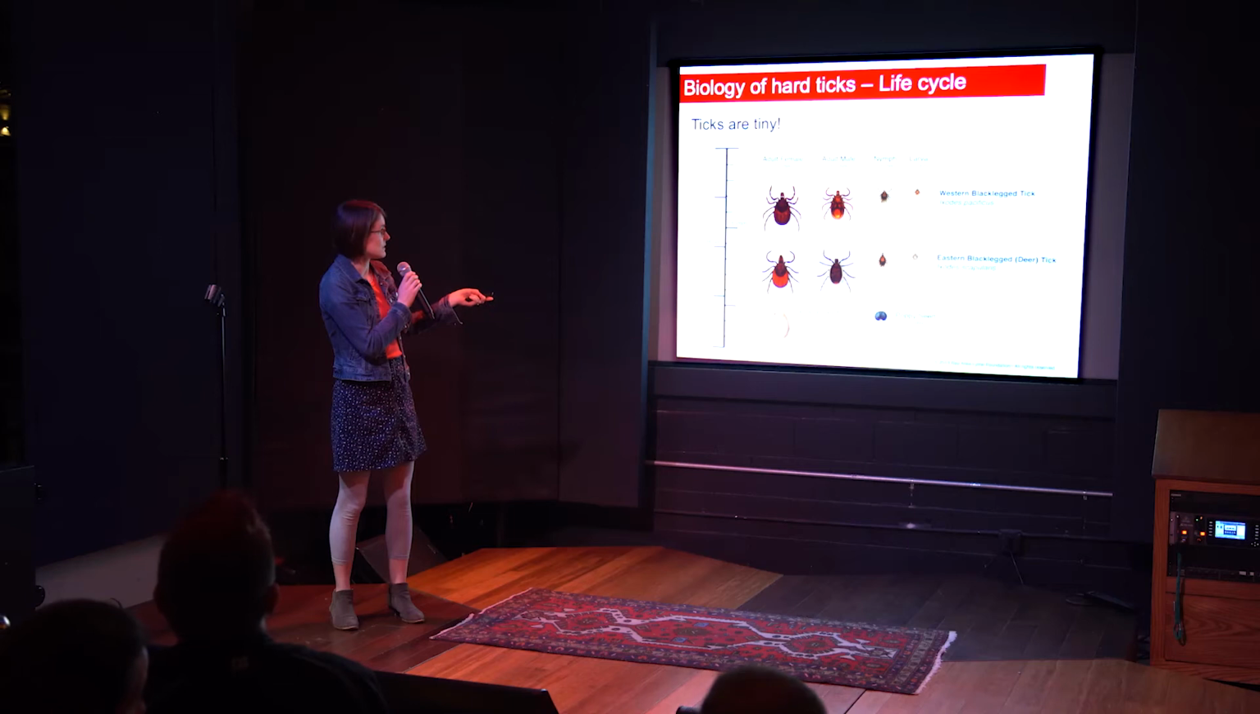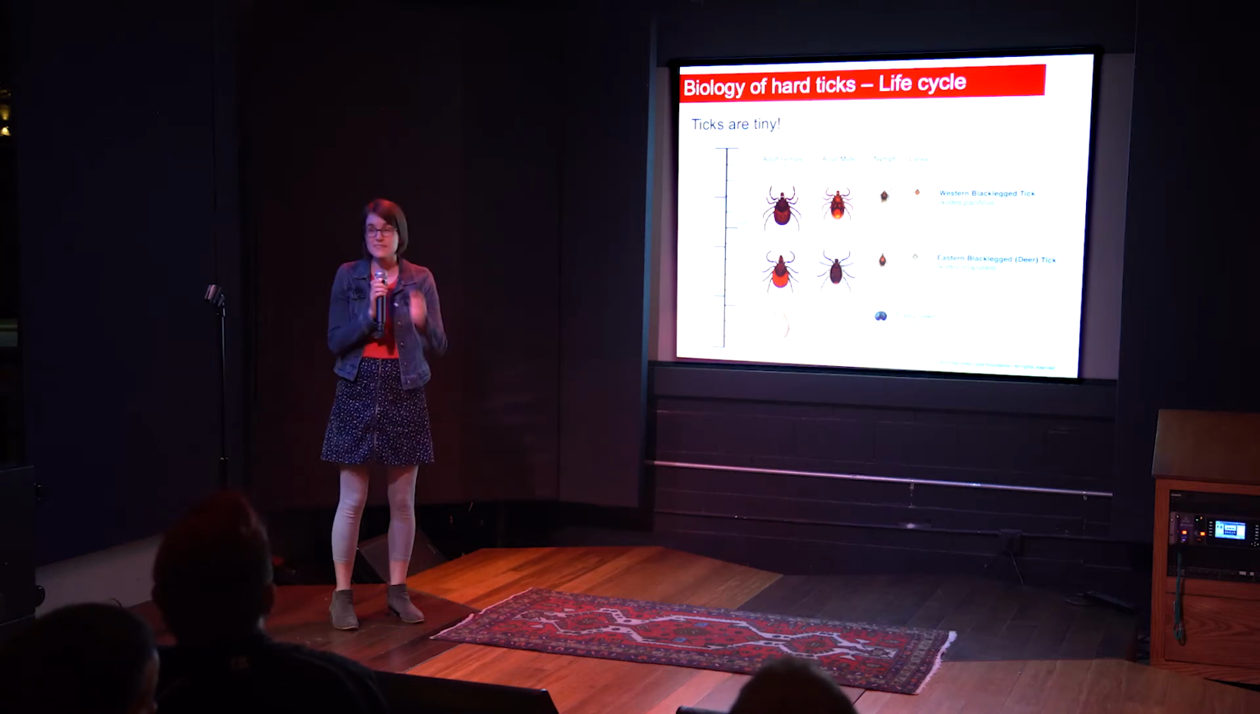So here are the nymphs. So this is Ixodes scapularis here. These are the adults and the nymphs. And then the larvae are about the size of a period at the end of a sentence on an 8.5 by 11 sheet of paper written in 12-point font. Very, very small.